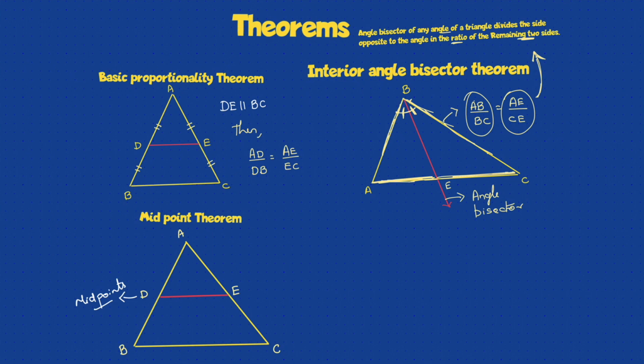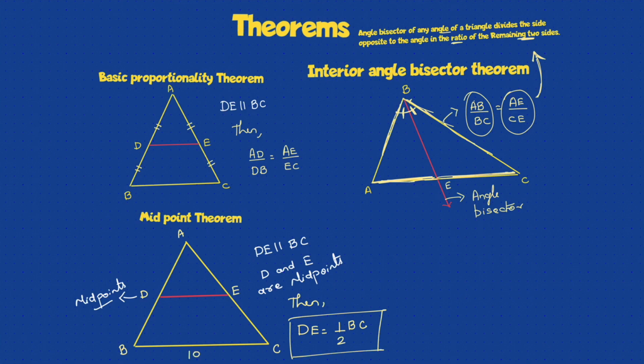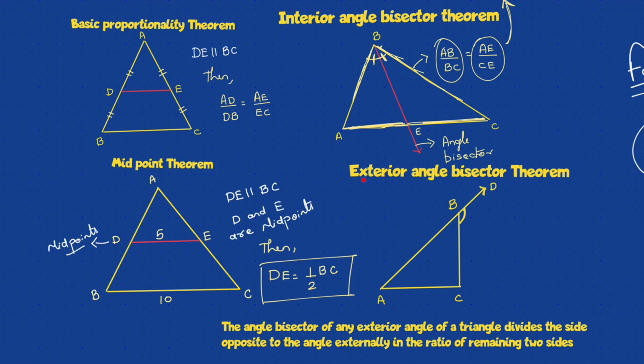Let's go on to the next theorem, which is the midpoint theorem. The midpoint theorem is just like your basic proportionality theorem, but in this case D is the midpoint of AB and E is the midpoint of AC. DE is parallel to BC, just like in BPT. But in this case, D and E are midpoints of the two sides of triangle ABC. Then what do you say? DE, which is parallel to BC, is half of BC. So if BC is 10, DE has to be 5. Okay, proof again by similarity.